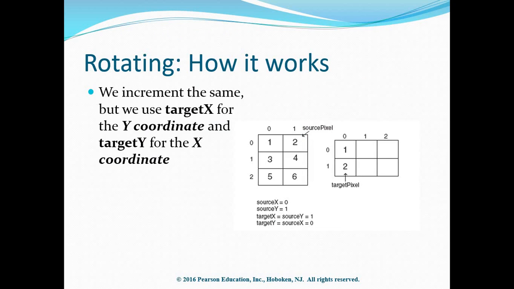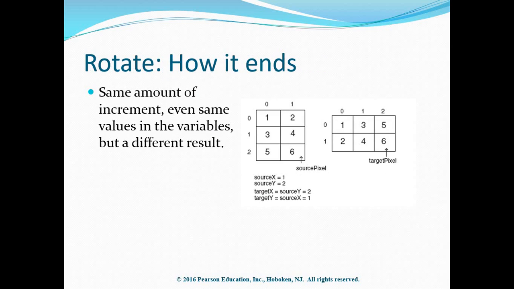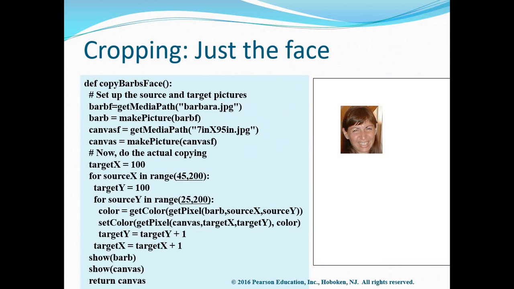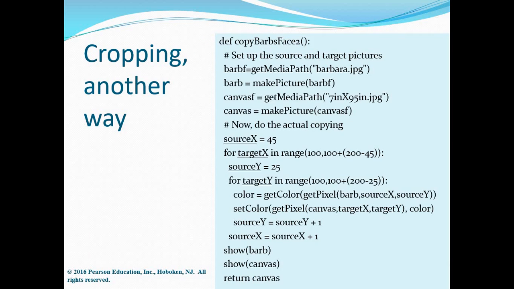Rotating also relies on knowing where pixels are. Again, we need to know where the pixels are. Here is code rotating an image sideways. Cropping is, however, more common with images. Try out the code on these slides. See what happens. Try this code as well. See what happens.